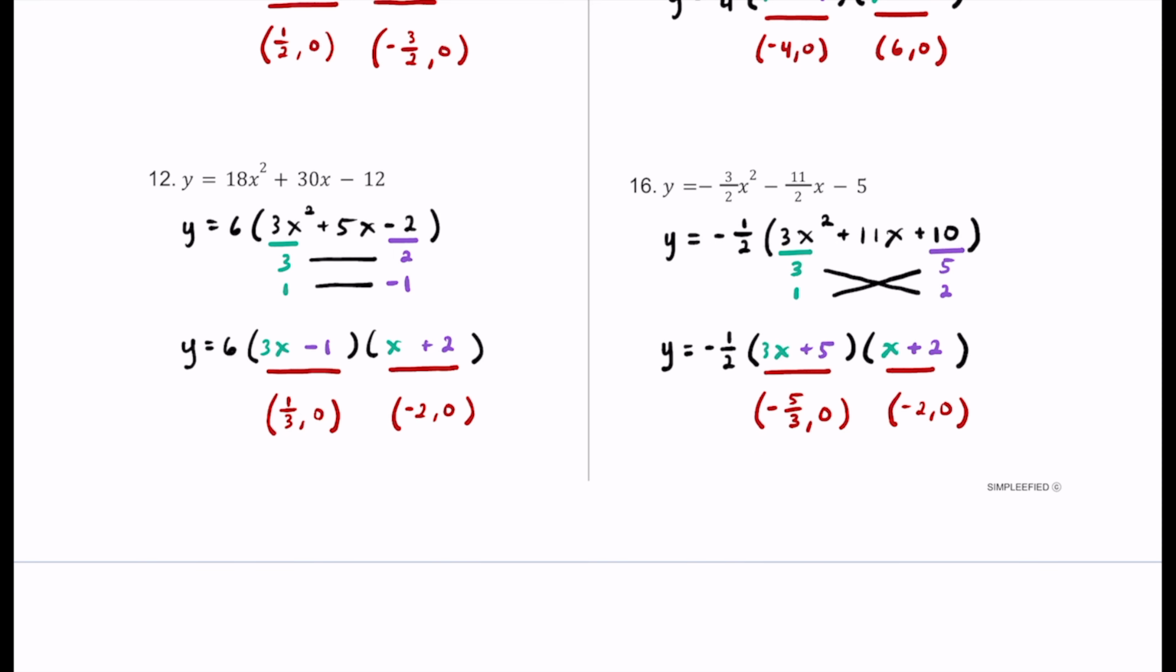Alrighty, so there you have 16 different practice problems where we turned quadratic equations or functions that are written in standard form into factored form. And when you factor, it gives you 2 points where our x-intercepts or our zeros are right away.